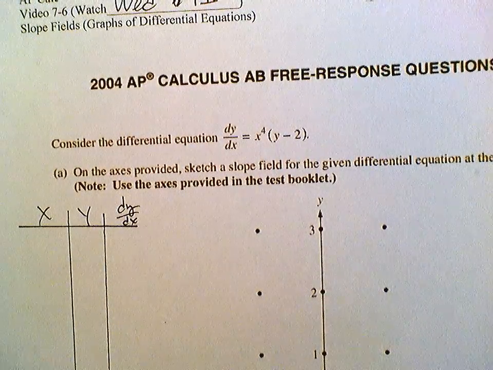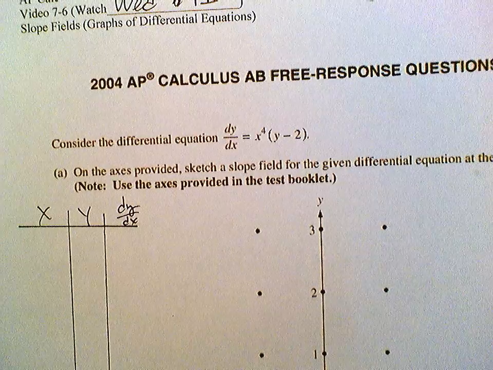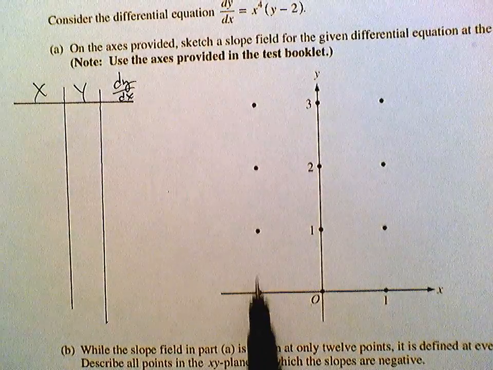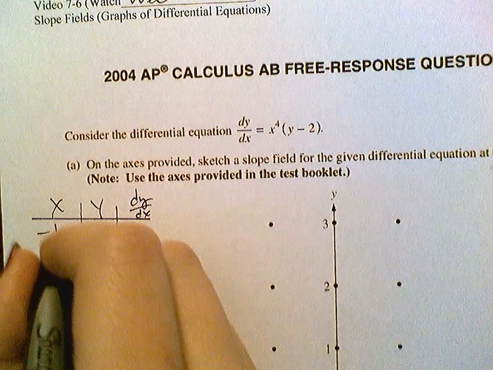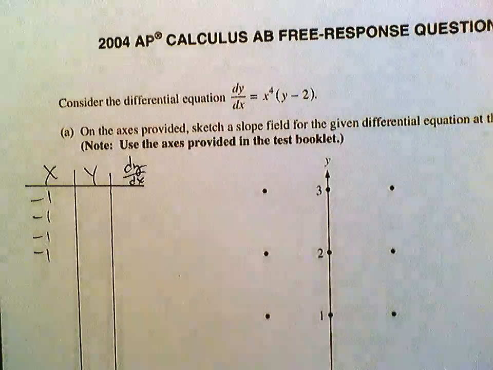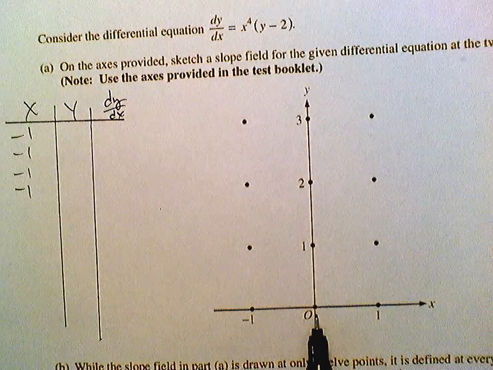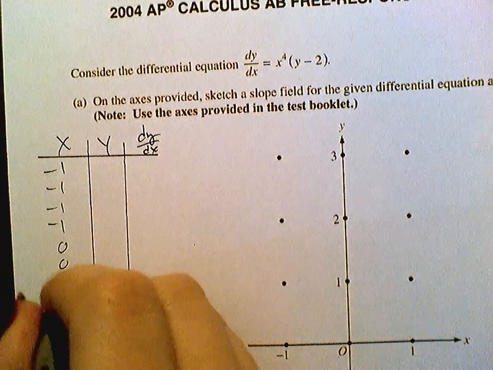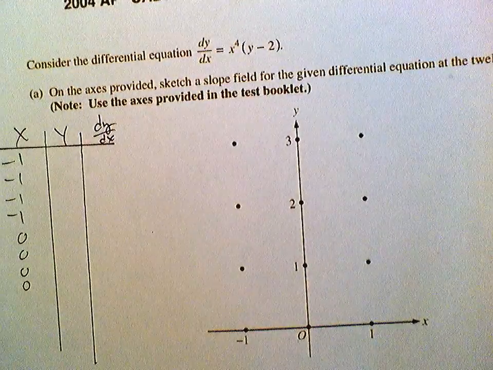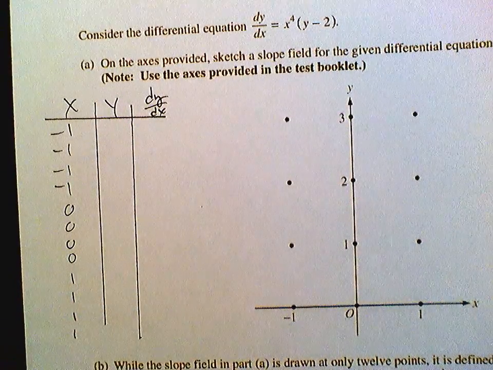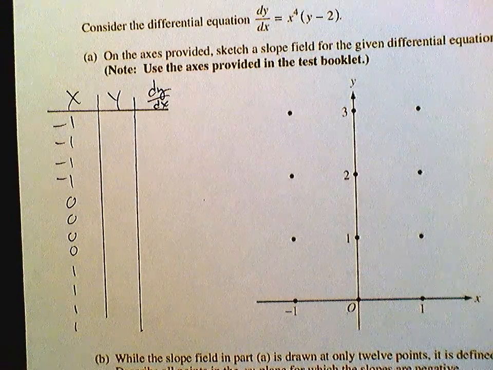Okay, so we'll have x coordinates of -1. And for an x coordinate of -1, we'll have 1, 2, 3, 4 corresponding y coordinates. So we'll have -1, -1, -1, -1. And then for x coordinates of 0, we'll have 4 corresponding y coordinates. So 0, 0, 0, 0. And for x coordinates of 1, also 4 corresponding y coordinates.